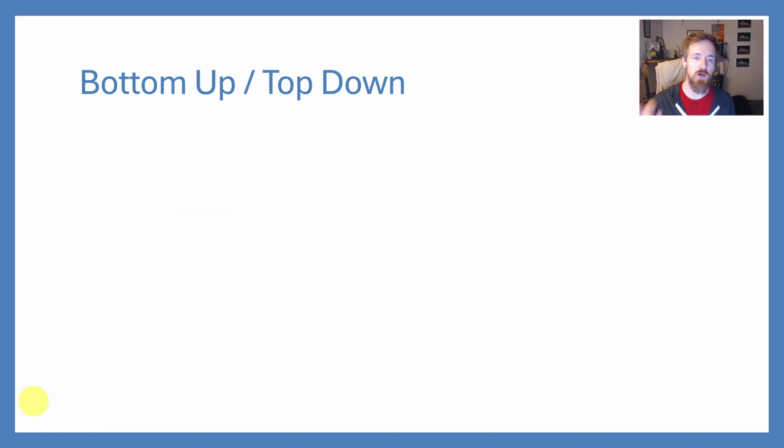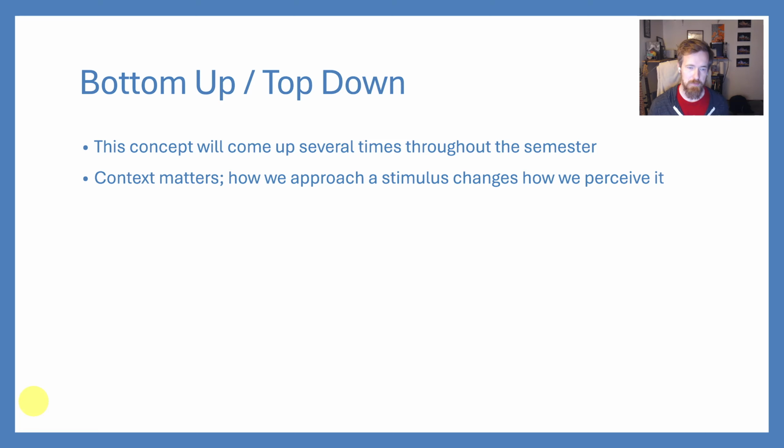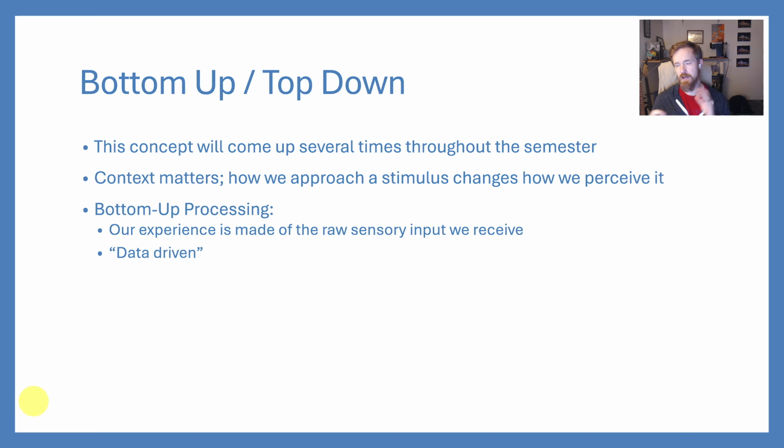So if you are curious about what that looks like, again, no pun intended, you can find it there. All right, so let's talk about this distinction between bottom-up and top-down processing. As I mentioned, this is going to come up a lot throughout the semester. You're going to see me talk about it in our book from time to time. But basically, the fundamental idea is that context matters, and how we approach the world around us changes how we perceive it. I know that at first blush that sounds a little bit philosophical, but it's not. It's fundamental to the way that we experience the world.